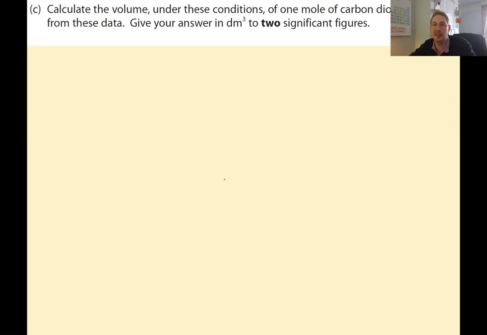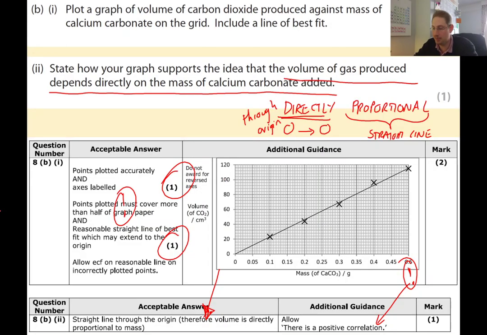Calculate the volume under these conditions of 1 mole of carbon dioxide gas from these data. Give your answer in decimeters cubed to 2 significant figures. Some people really struggled here, but look, we know 0.5 grams of calcium carbonate, in other words 0.005 moles, gives a volume of something like 115 centimeters cubed.